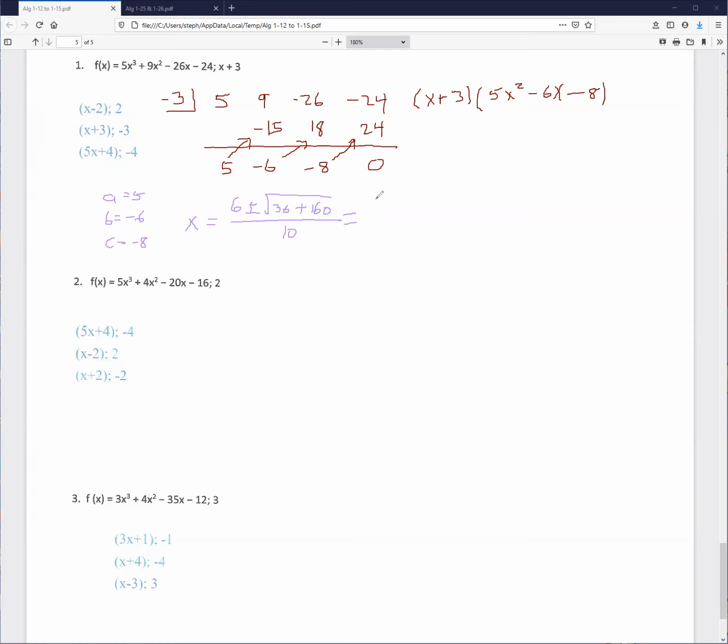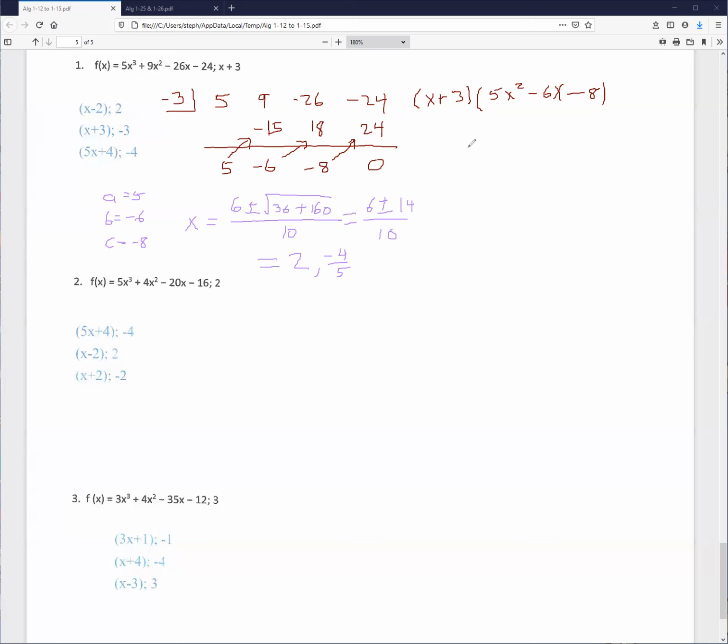So 6 plus or minus, all right, 36 and 160 is 196, and the square root of 196 is 14 over 10. So we either have 6 plus 14 over 10, which is 20 over 10, or 2, or we have 6 minus 14 over 10, -8 over 10, which reduces to -4/5. So these are our two other zeros.